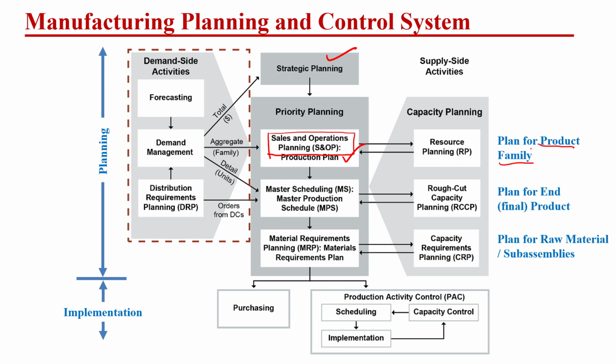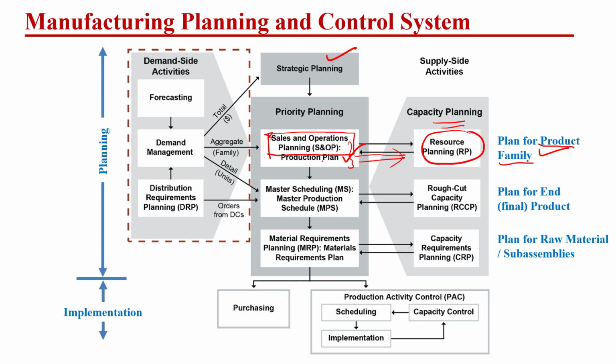What does that mean? Let's say we take the example of a home appliance company. For the home appliance company, the refrigerator is a product family, whereas refrigerator model A, model B, model C would be the end products. So remember that whenever we are developing the aggregate production plan, it is developed based on a product family. And we have to make sure that the aggregate production plan is aligned with the resource plan, which means the capacity plan at the aggregate level. We must have enough resources available in order to meet that production plan.